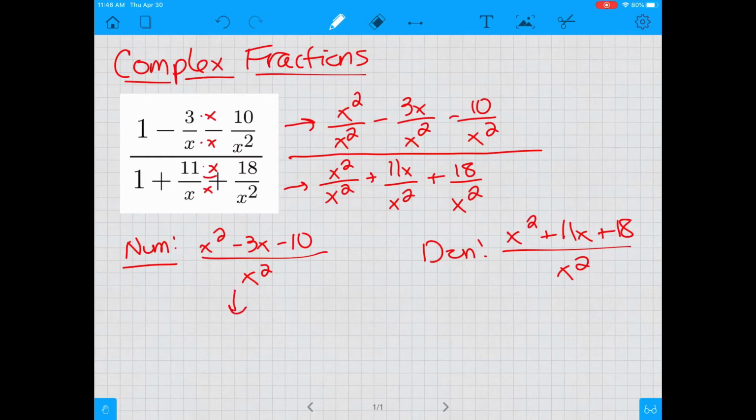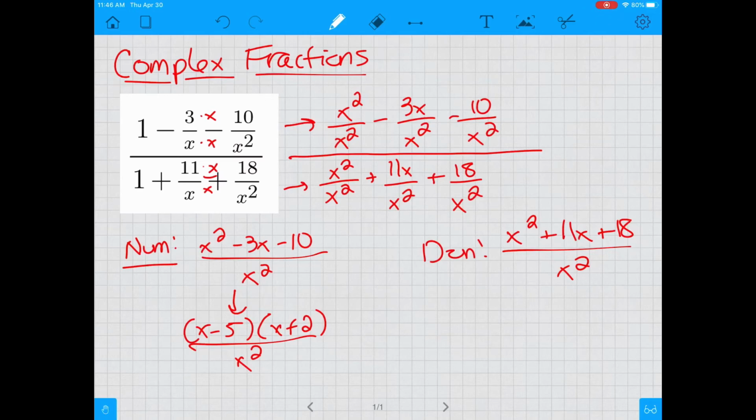So the first thing I'm going to do in my numerator, well, that factors into x minus 5 times x plus 2 all over x squared. And now you may be thinking to yourself, wait a minute, there's subtraction and addition within those parentheses, right? However, now that they're within parentheses, they are considered one term.